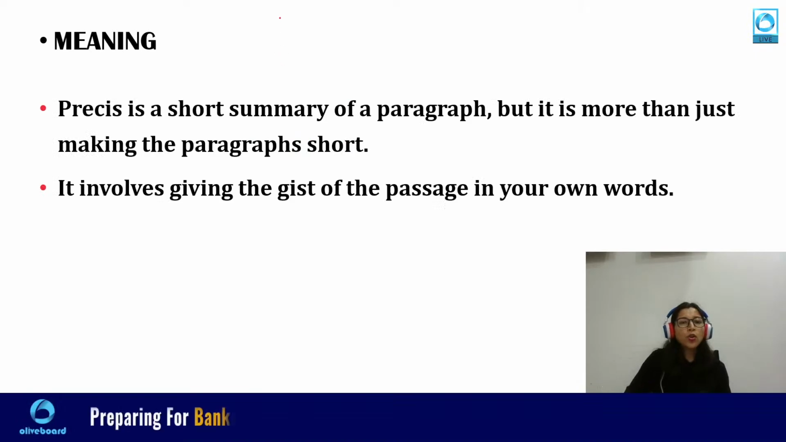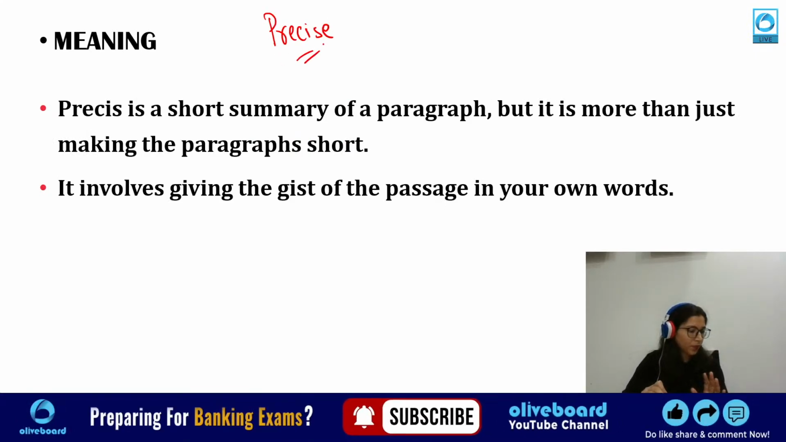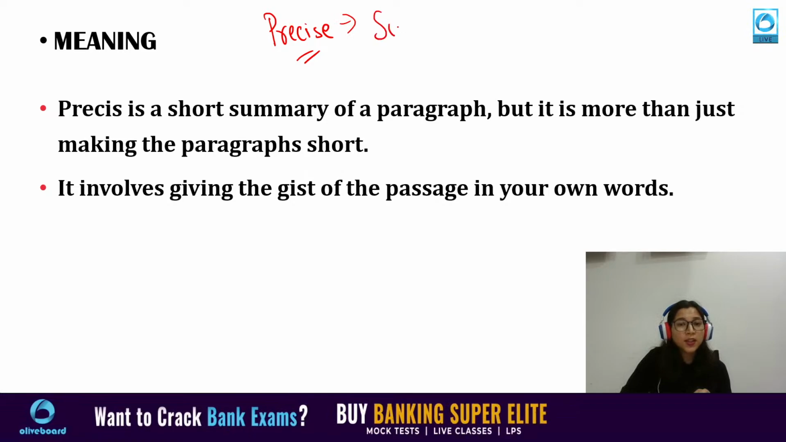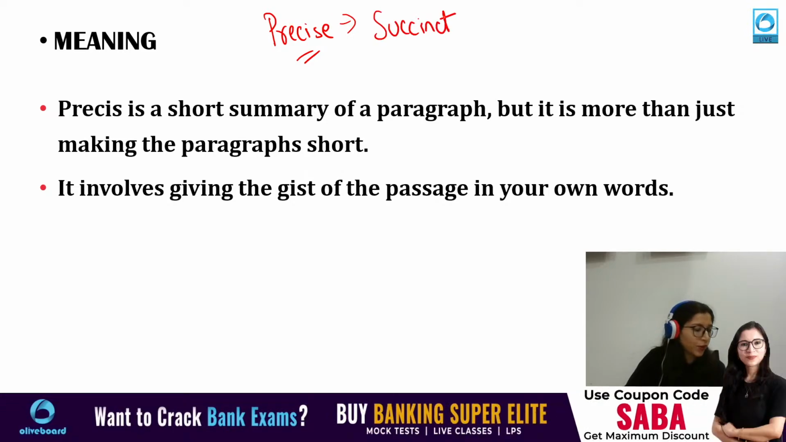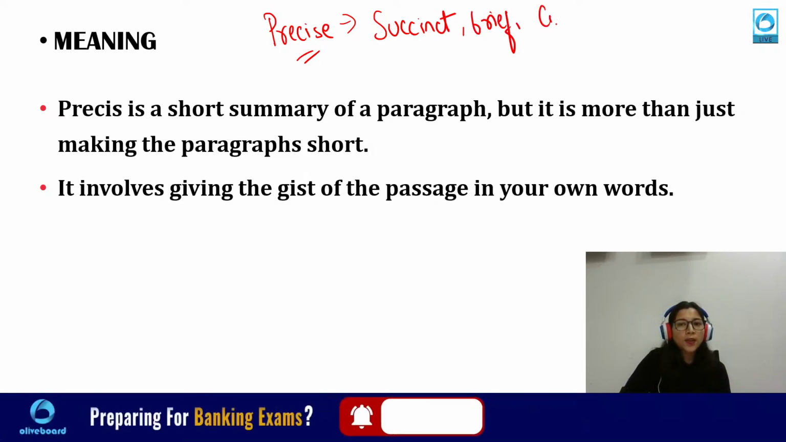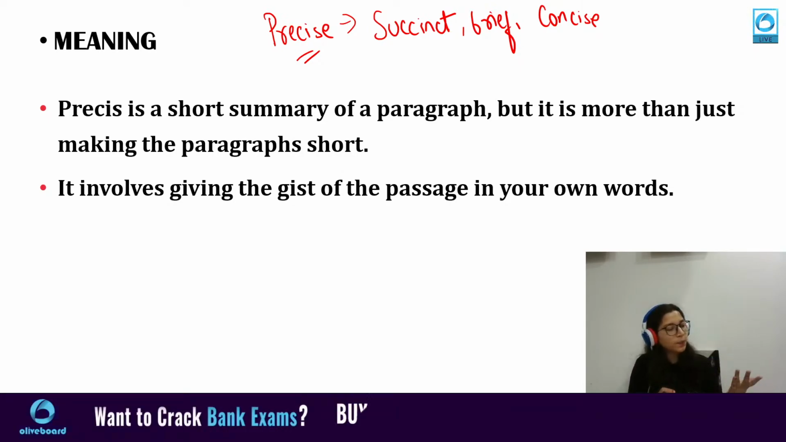Okay. So as you all know, the word Precis has been derived from the word precise. Precise means what? Precise means succinct. You can remember one vocab also. Very good word. Succinct, brief, concise. These all are the synonyms of precise. So Precis writing means making something brief, making something short. किसी चीज को summarize कर देना. That is what? That is Precis writing.